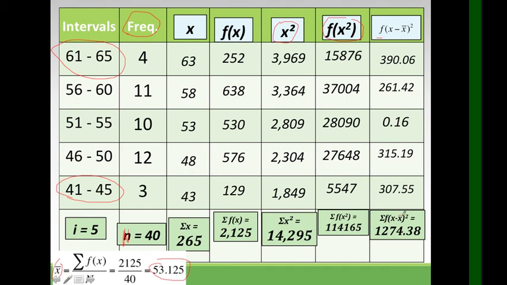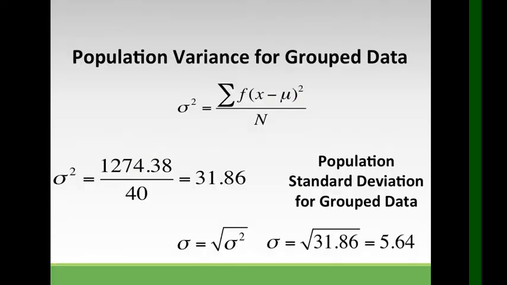Okay? Now, since kumpleto na ang mga given natin, so pwede na tayong mag-solve. So, meron na tayong i, n, summation of x, summation of f of x, summation of x squared, summation of x, quantity x squared, and summation of f, quantity x minus mean squared. Okay? Tsaka meron na din tayong 53.125 as our mean. So after that, pwede na tayong mag-proceed sa ating first part, population variance for group data.